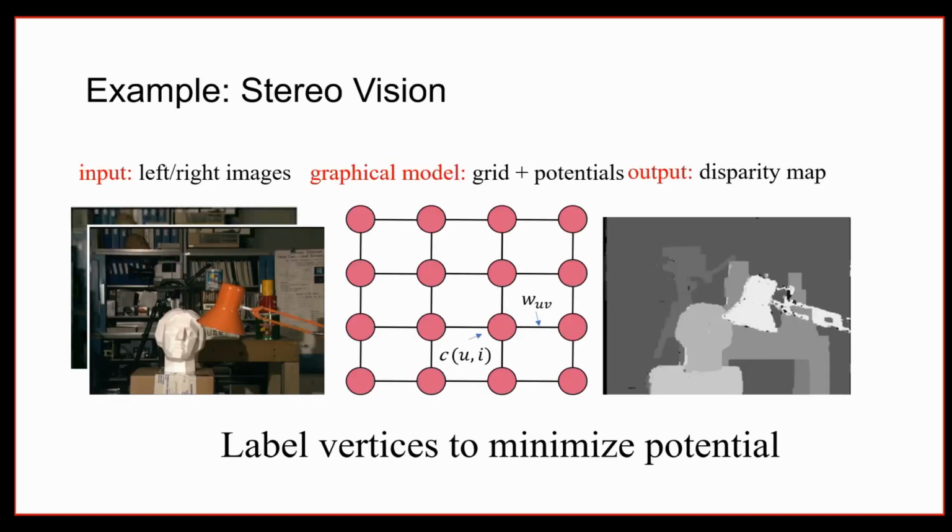So if you want to maximize the probability, then you want to minimize this potential function. So basically now we'll just move on to this particular optimization problem, where given these weights and costs, there is some corresponding graph optimization problem, which I'll discuss later.